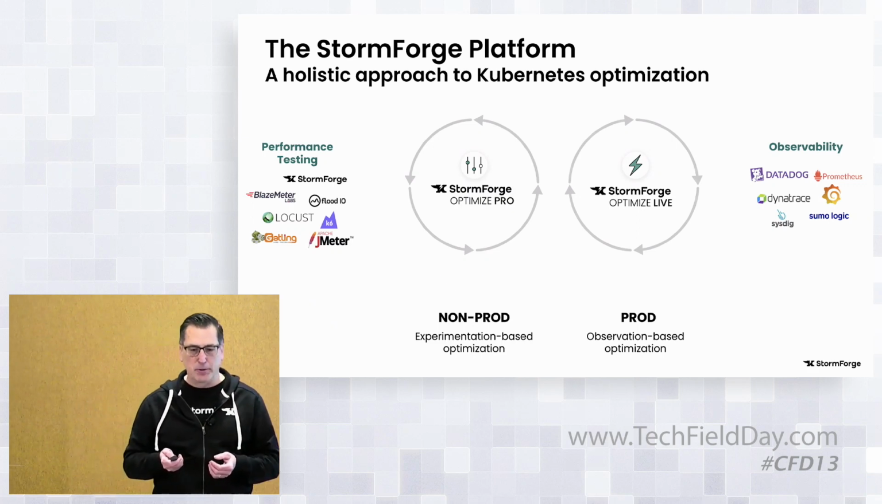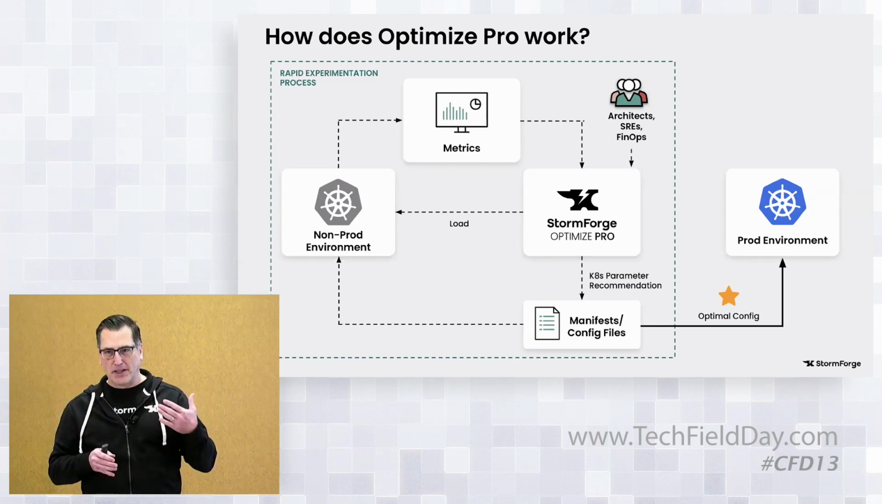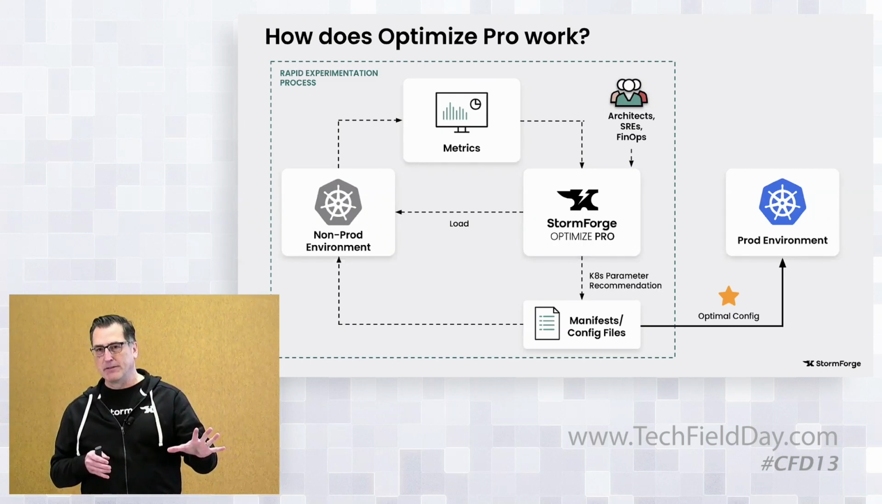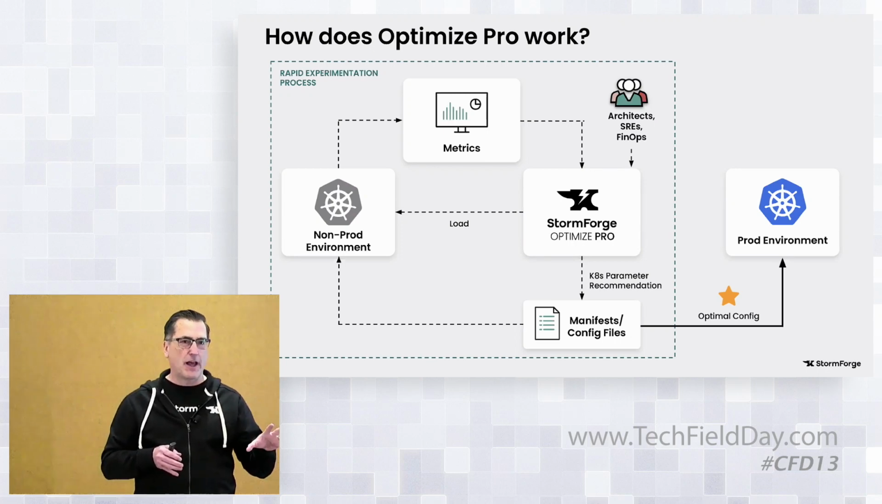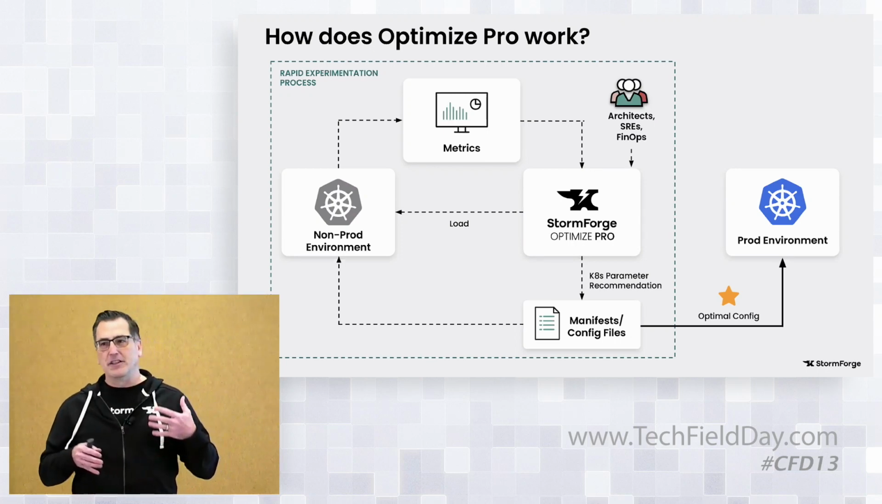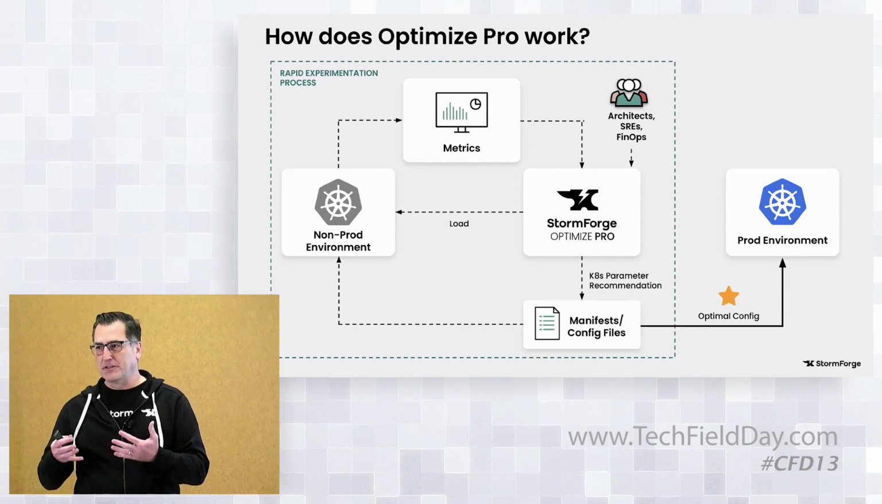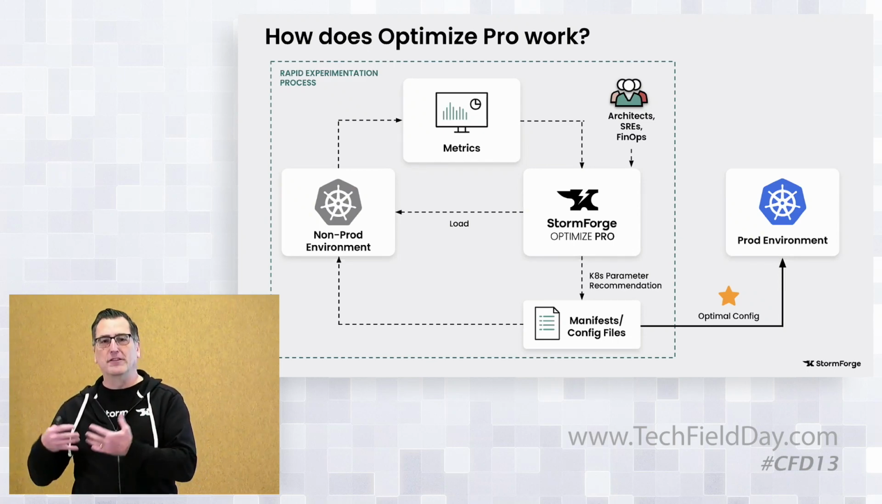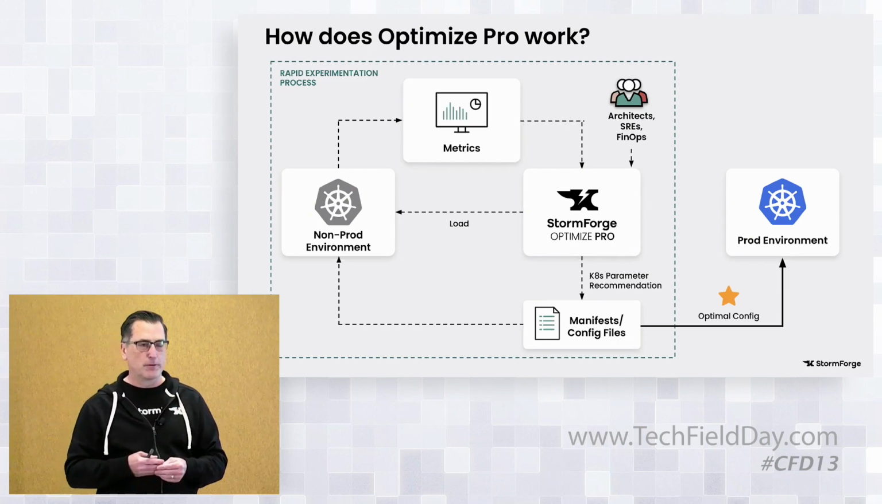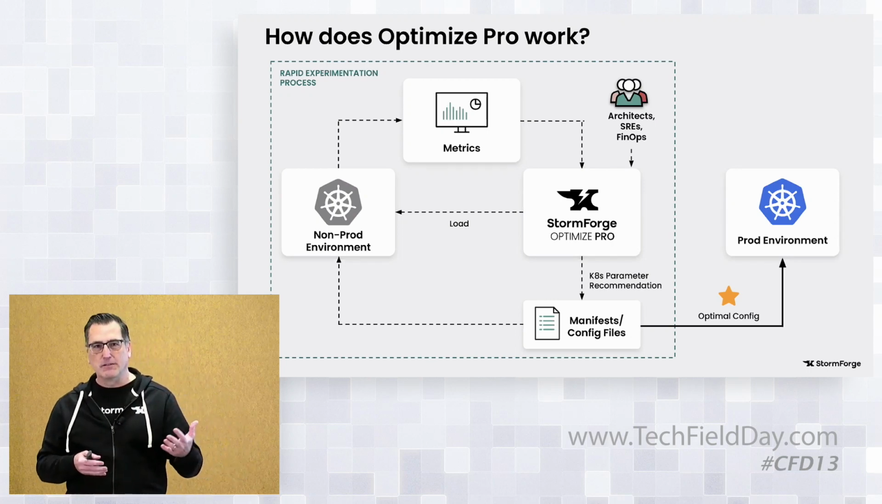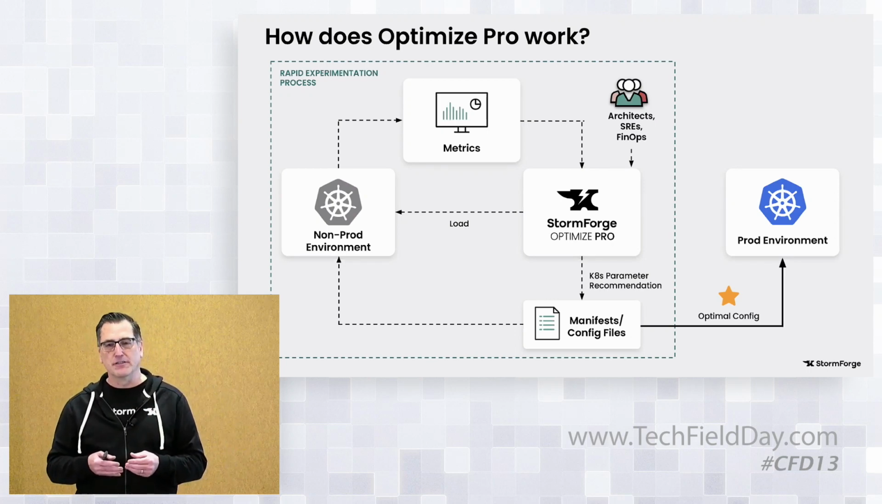Let's dive a little bit deeper. Optimize Pro, as I mentioned, works in a non-production environment. It's experimentation based. So what that means is that the first step in using this is to create a load test that is going to run the scenario that you want to experiment for. We have a load testing solution. You can use other load testing solutions.